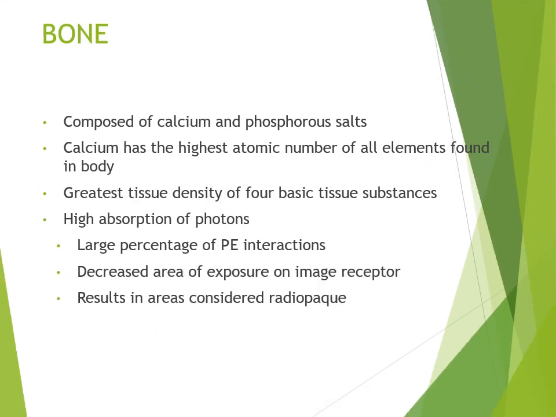The material in our body that has the most opacity, or the most attenuation next to metal, would be bone. It's composed of calcium and phosphorus salts. Calcium has the highest atomic number of all elements found in the body, and it has the greatest tissue density of the 4 basic tissue substances. It has a very high absorption or attenuation of photons. It has a large percentage of photoelectric interactions. It has a decreased area of exposure on the image receptor and is considered radiopaque.